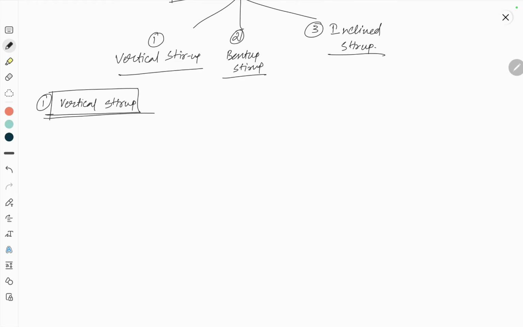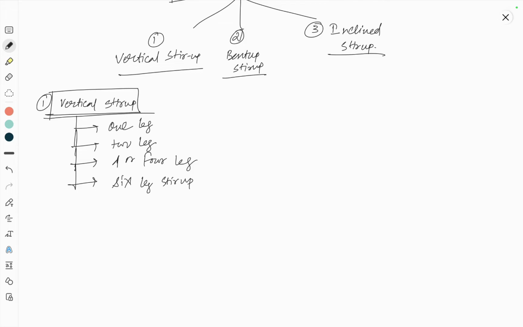About vertical stirrup, we divide it into four types: one leg, two leg, four leg stirrup, and sometimes six leg stirrup. So what is this leg? We'll discuss, don't worry. Before jumping to these, we discuss some important points.